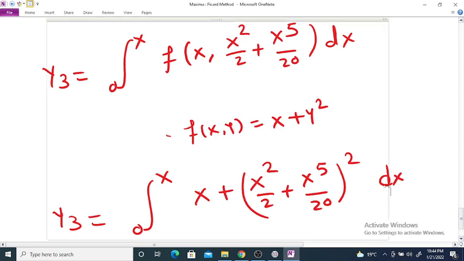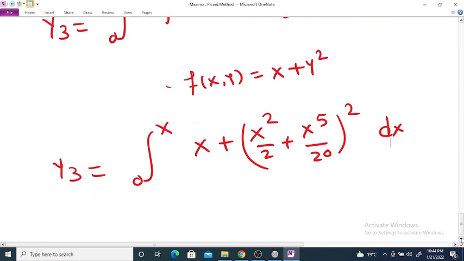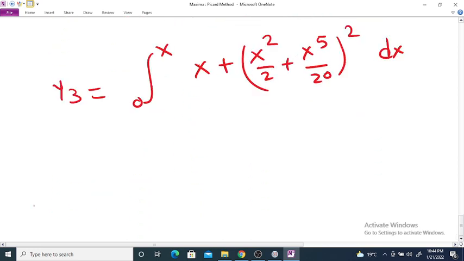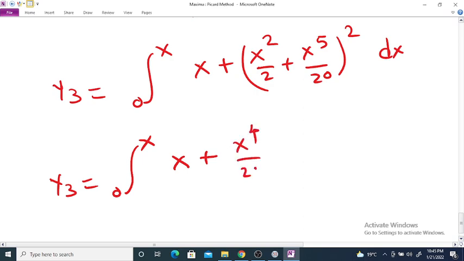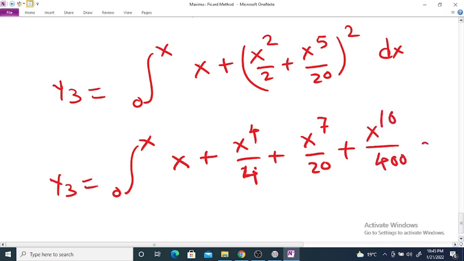Now if you simplify this, y3 is equal to the integration from 0 to x of x plus, the square is x4 by 20, x square, x raised to 4 divided by 4, plus you multiply these two, so it is x raised to 7 divided by 20. Since a plus b bracket square is a square plus twice ab plus b square, now it is x raised to 10 divided by 20 square, which is 400, dx.